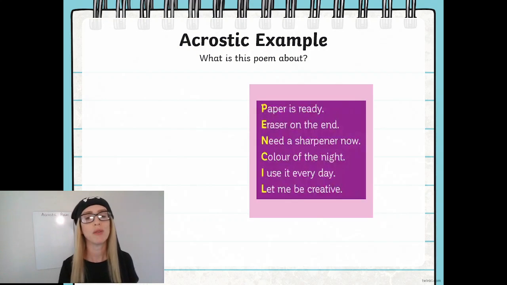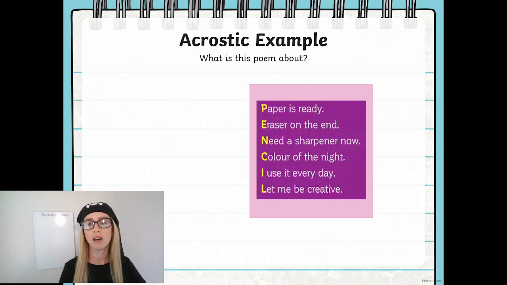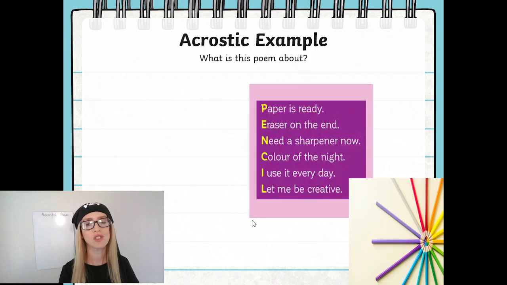Here we've got one, I'm going to read it to you. It says, paper is ready, eraser on the end, need a sharpener now, color of the night, I use it every day, let me be creative. Now I can see that this author has created a poem using the first letter of a theme word. What is that word? Pencil. Correct. Every part of this poem is all about using pencils, okay?